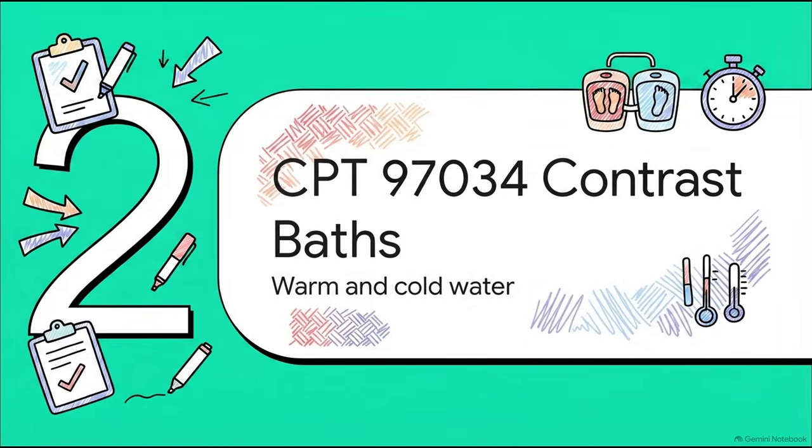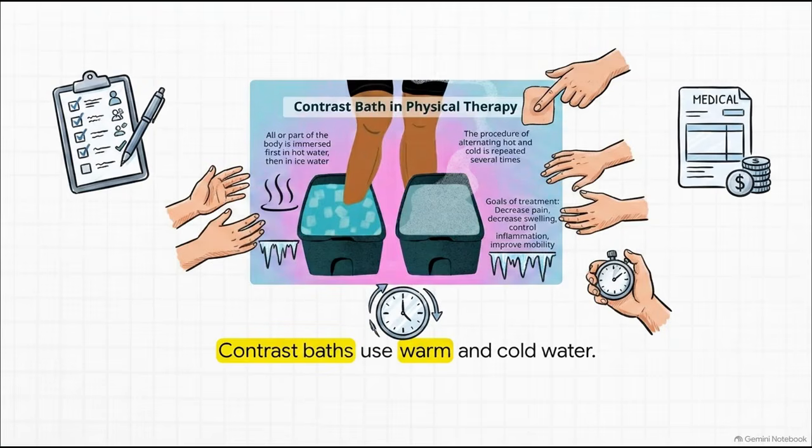Moving smoothly into Section 2, let's unpack our first deep dive modality, CPT 97034, contrast baths. So this perfectly captures the physical mechanism of a contrast bath. As we can see, all or part of the patient's body, very often a limb, like the legs, is immersed first into hot water and then immediately transferred right into ice water. This intense alternating procedure of hot and cold immersion is repeated several times throughout the therapy session.